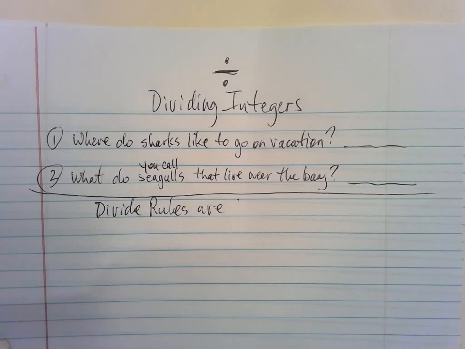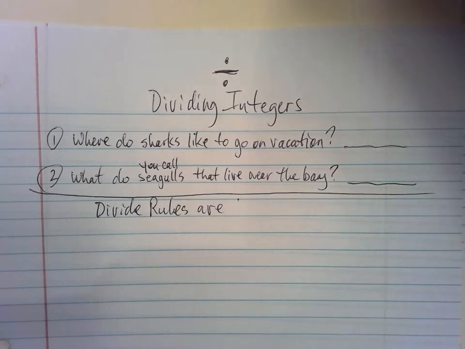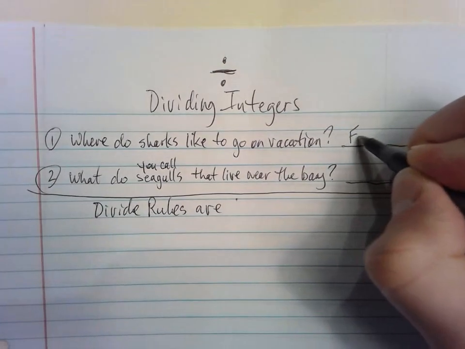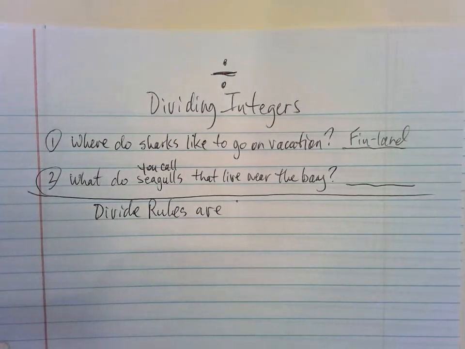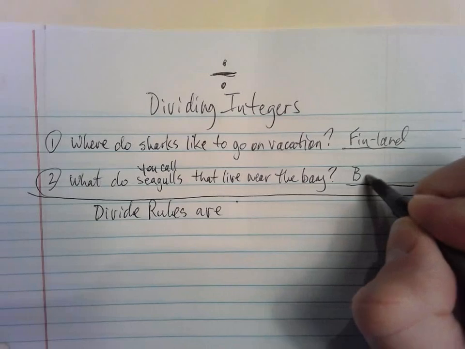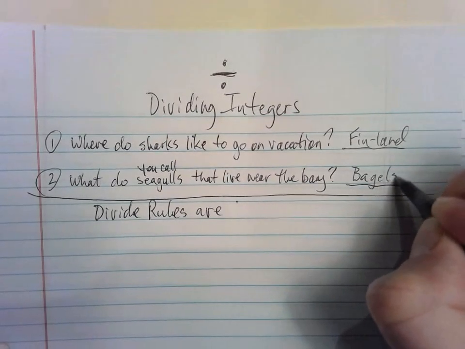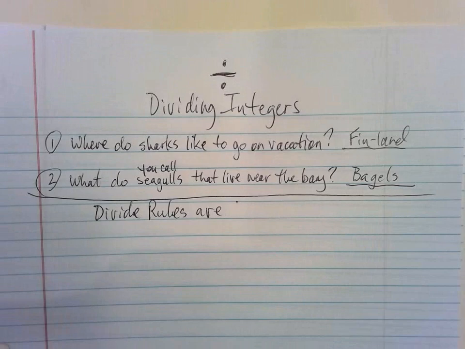Now, of course, if you're going to the islands, there's probably going to be some sharks out there in the water. So, where do sharks like to go on vacation is the question. Where do sharks like to go on vacation? Anybody think they got it? Finland. Finland, you get it? And the second one, what do you call seagulls that live near the bay? If you're going to go to the Bahamas or Kokomo, you're going to see some seagulls. If they live near the bay, they're called bagels.